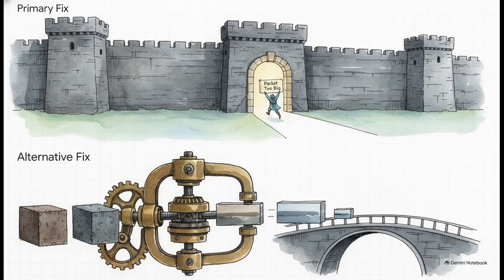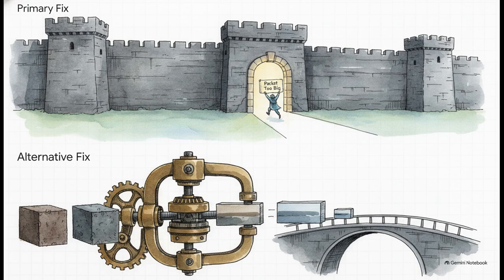So let's talk solutions. Your primary fix is actually pretty straightforward. You have to update your network policies to permit ICMPv6 Type 2, that packet too big message, inbound on all firewalls in the path. You just cannot treat it as a security threat, it's an operational necessity.